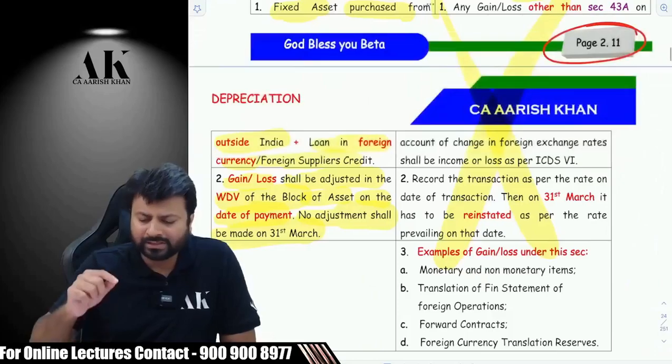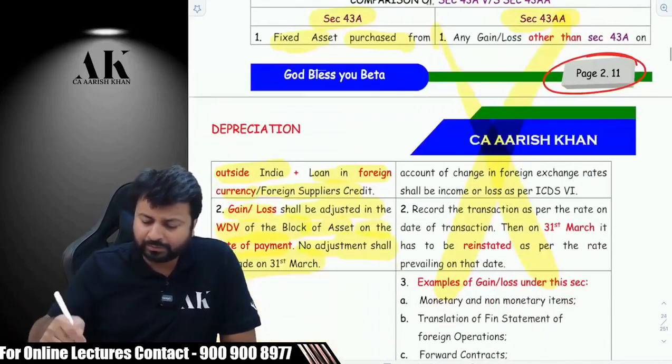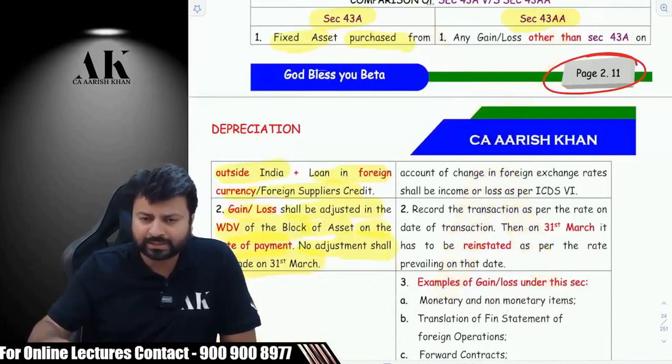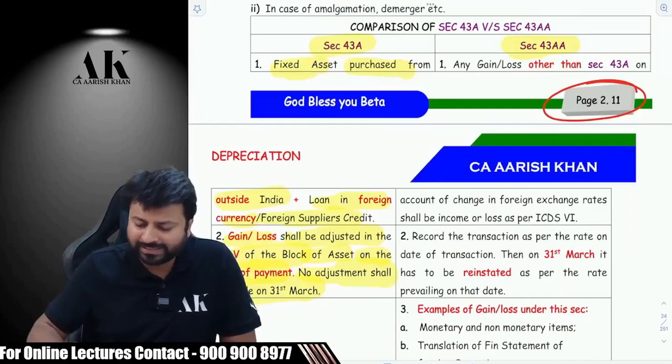Okay, now just a second, please. Prashant, just wait, let me complete. So if you come to page number 2.11, on the right hand side, let's see when 43AA is applicable. We have seen yesterday when 43A was applicable. So let's see today when 43AA would be applicable.